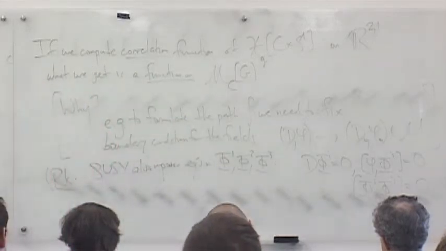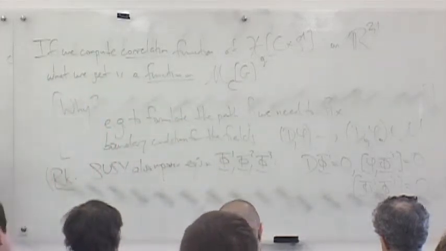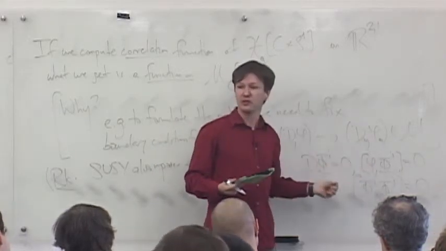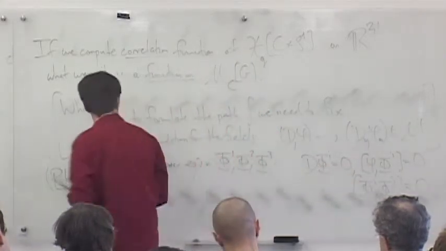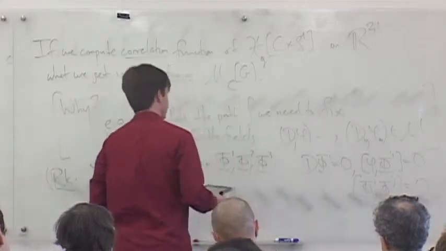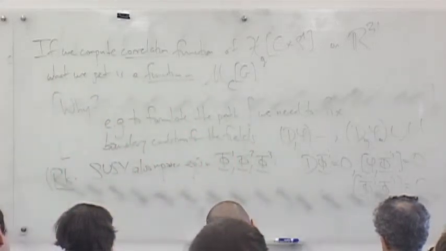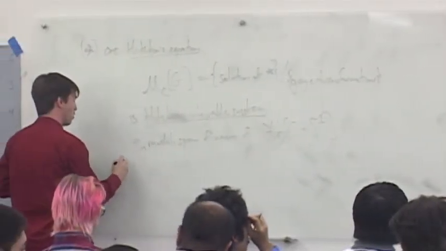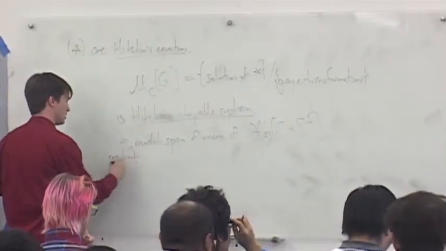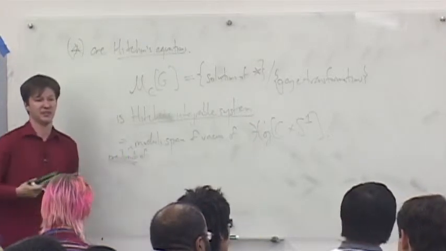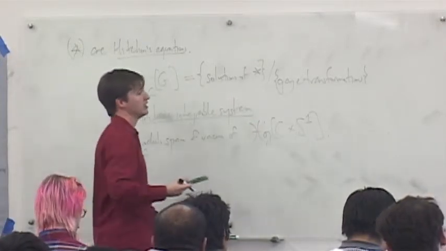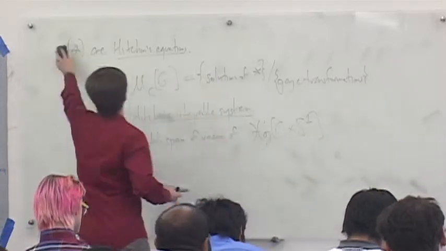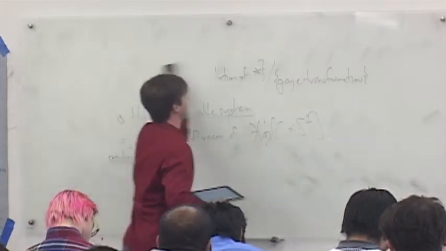On the other hand, if I went to the trivial connection, where d was just trivial and phi is 0, then these equations really would have solutions. So the correct thing to say is that this is one branch of the moduli space of vacua. It's the branch in which we're most interested.